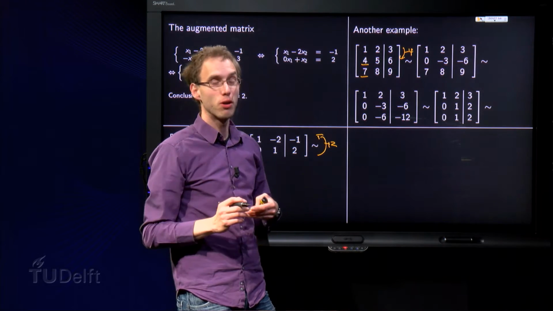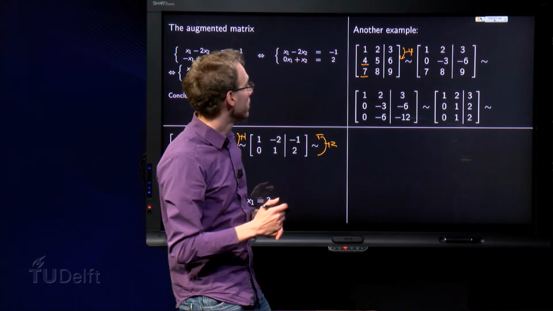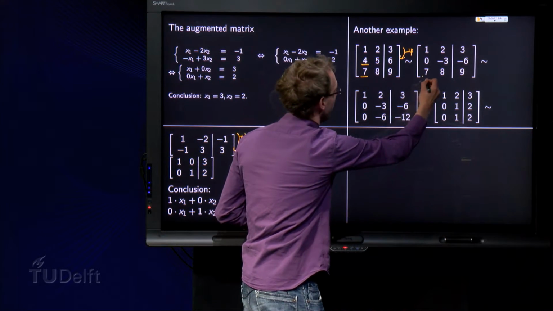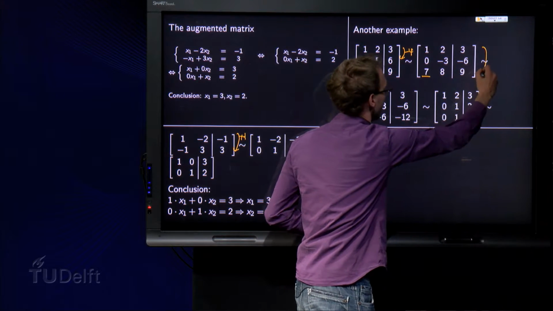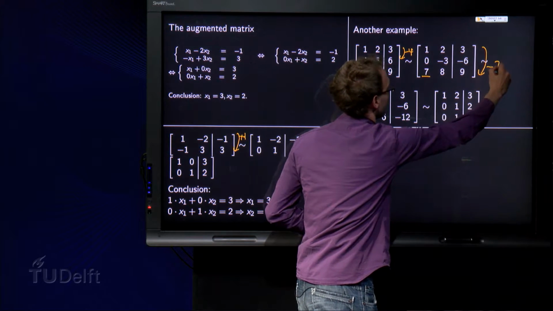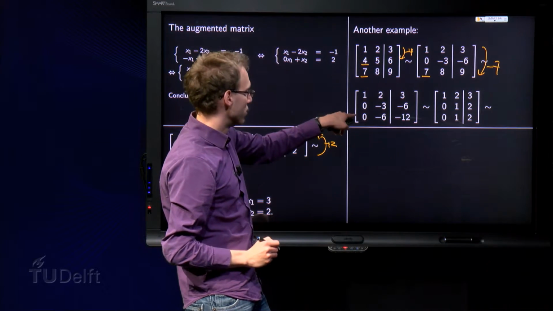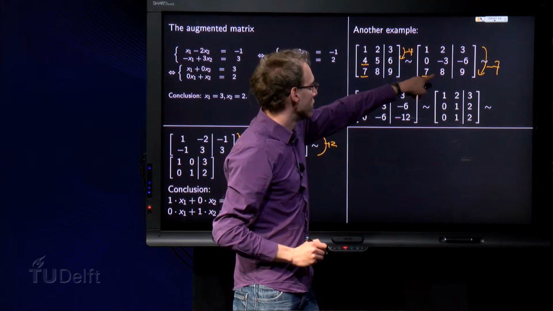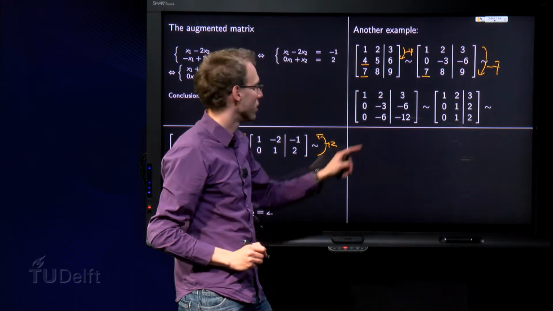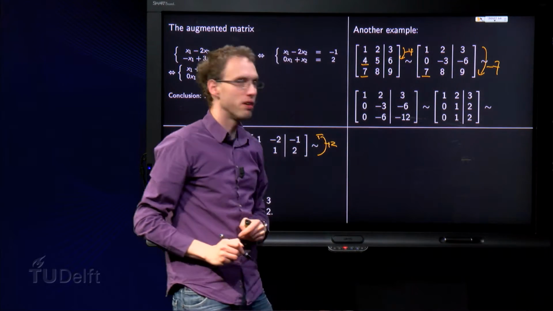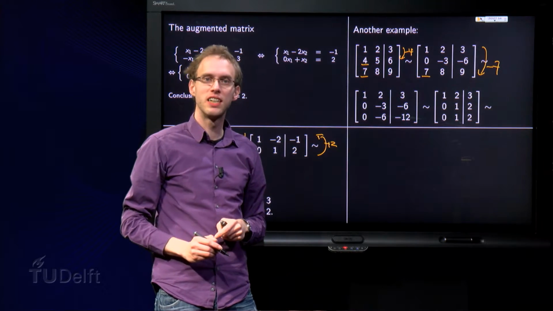Be careful when copying. So easy to make a mistake there. Then we want a 0 over here. Okay, that's not so difficult. Add minus 7 times the first row to the last row. And we find a 0 here. Minus 14 plus 8 equals minus 6. Minus 21 plus 9 equals minus 12. And here we have our next augmented matrix.